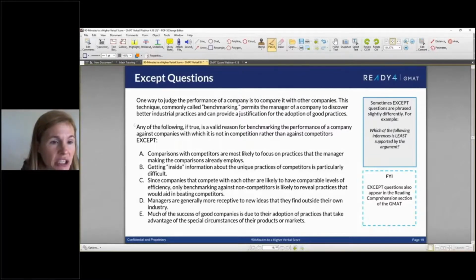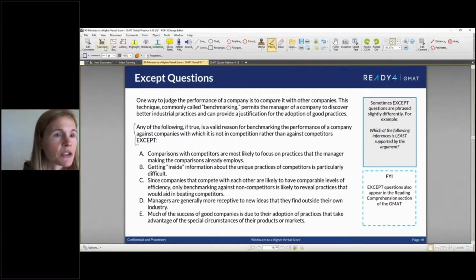Now we get to this question here. The way they phrase the question is just horrible. Any of the following, if true, is a valid reason for benchmarking the performance of a company against companies with which it is not in competition rather than against competitors except. Oh, there's so many nots and againsts and excepts. They've phrased it in a very confusing way, and they've done that deliberately. So the first thing to do is to just try and simplify this question. Take a minute to just simplify what they're asking here and get rid of as many nots and againsts and everything as you can when you're writing it.